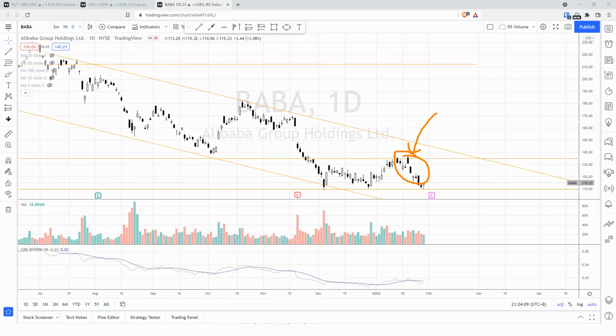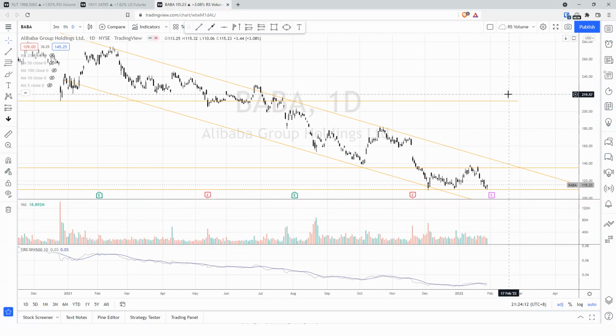I suspect there could be some more weakness ahead. So not really looking good. I think that it could break down. So let's see if we can just bounce back up and then break down. All right.